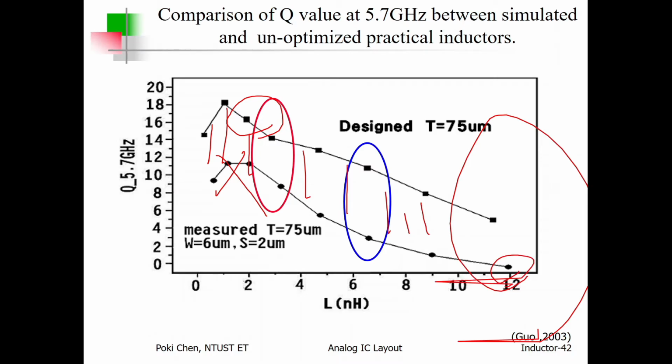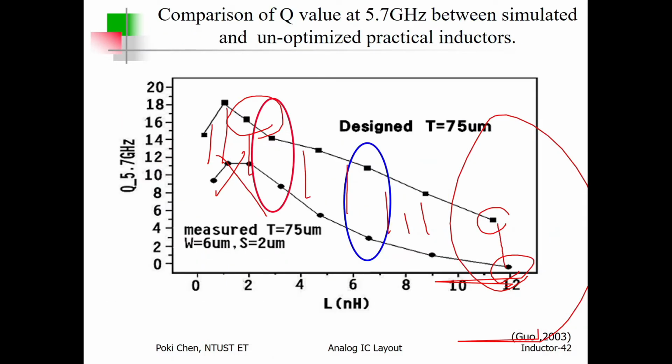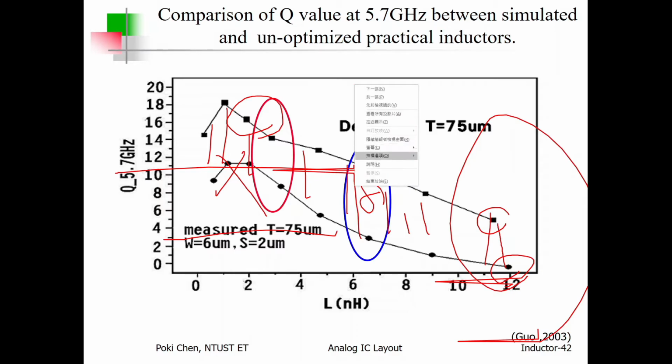Without optimization, it is almost zero. But with optimization, we can raise it from maybe around 0 all the way to 5.01. So this is the reason why the author claimed that the Q factor can be increased from 5 to 8 here. Okay? From maybe around 5 to more than 10. That's it. So that is the power of knowledge.